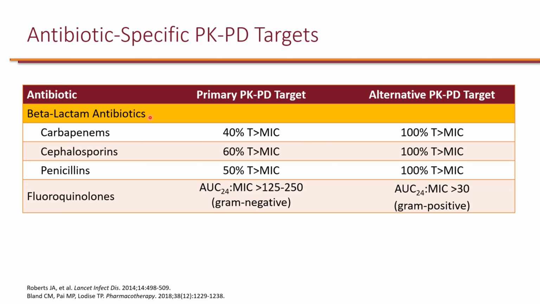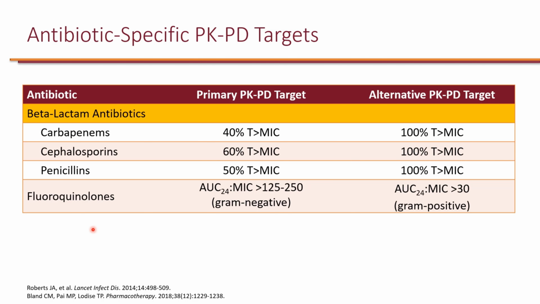Now here you can see that the PK/PD target for beta-lactams is time above MIC. For carbapenems specifically, you need time above MIC for at least 40% of the dosing interval to get bactericidal activity, whereas for cephalosporins, at least 60% of the dosing interval is required. For penicillins, it is 50% time above MIC. It is also alternatively proposed that time above MIC is best increased to 100% of the time, especially in critically ill patients, in order to maximize the efficacy of these beta-lactams.